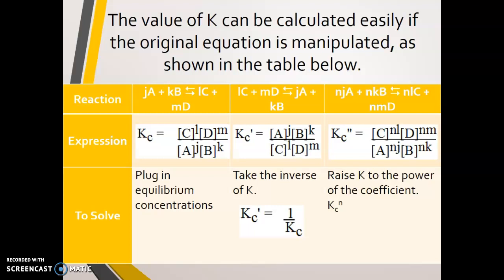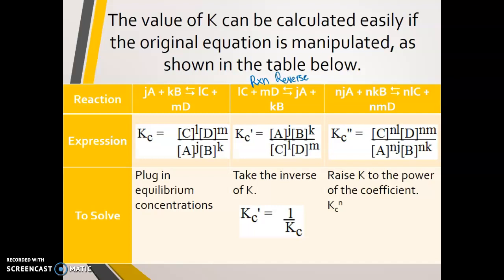So the value of K can be calculated easily if the original equation is manipulated as shown in the table. So this is our original reaction that we looked at in the equilibrium expression. And all you're going to do to solve for the value of K is plug in the concentrations. Now, if you notice in this next column here, the products C and D have now become the reactants. So the reaction has been reversed.